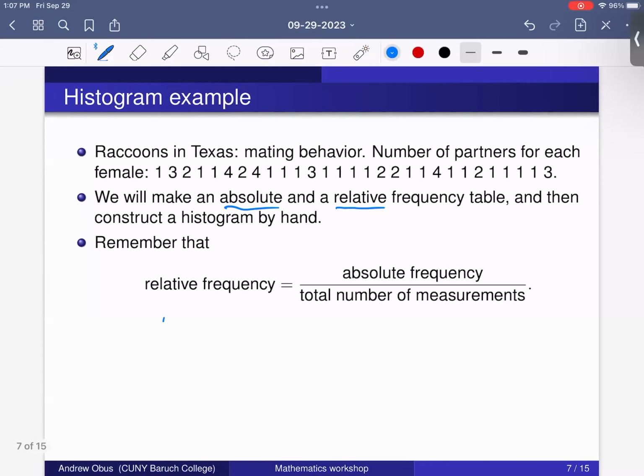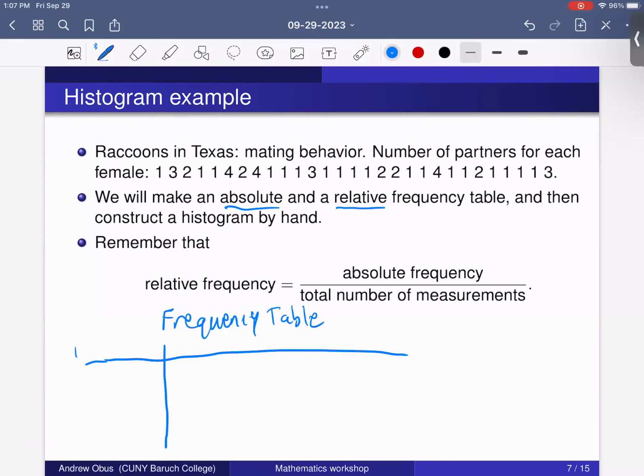So in this case, if we're going to do our frequency table, we're going to have some columns. This first column is going to be number of partners. And in this column, I'm going to have the absolute frequency. And in this column, I'll have the relative frequency. Okay, so here we see that all that we have in our data is 1, 2, 3, and 4, right? So it's going to be 1, 2, 3, and 4.